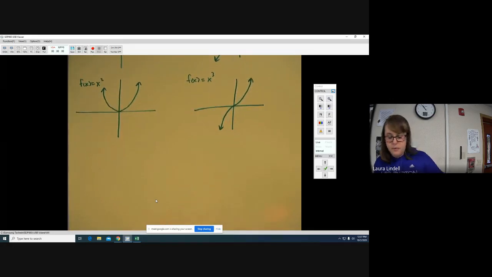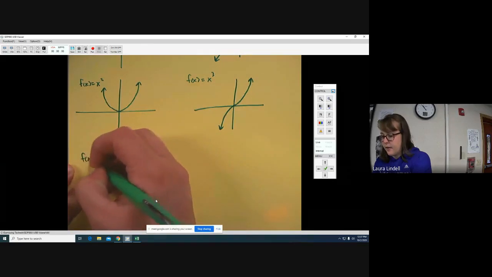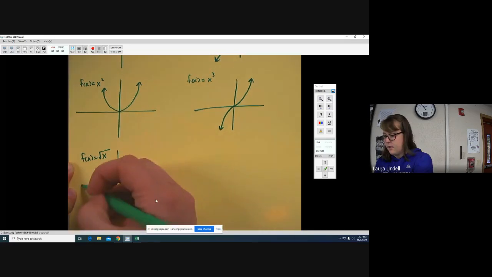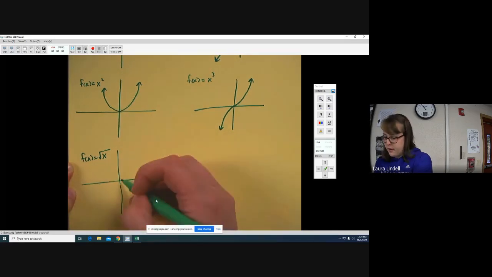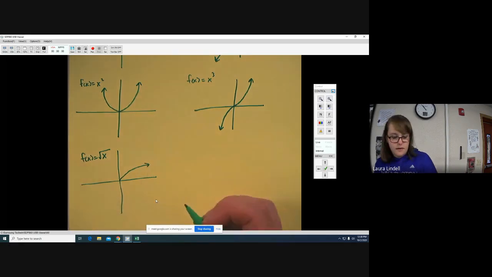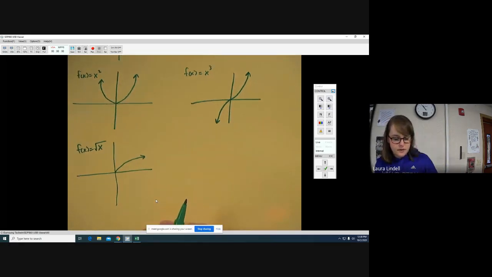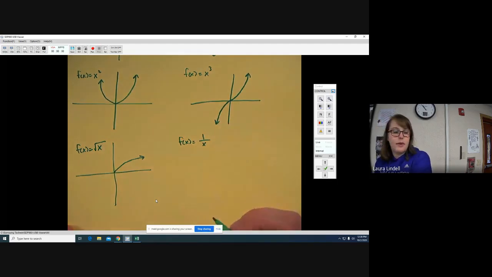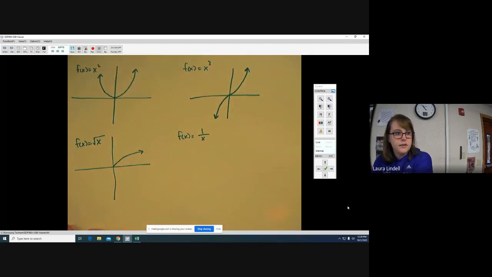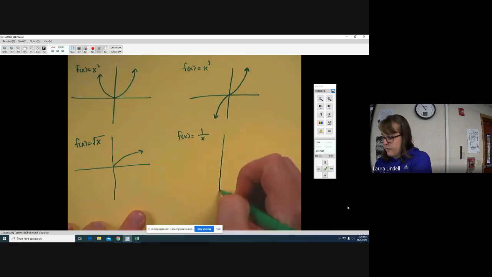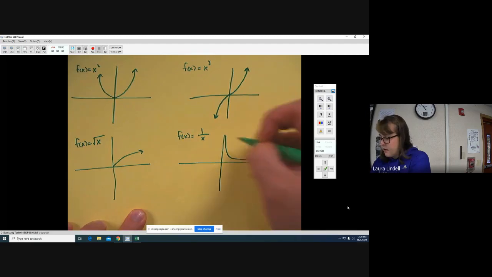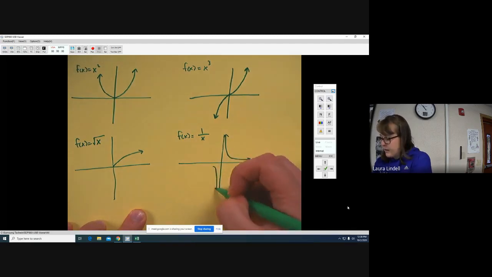Then we're going to do the square root, the radical function. Square root of x. Drawing straight lines is hard, apparently. There we go. There's our square root. And then we've got our reciprocal function. We've seen a little bit of this last week. f of x equals 1 over x. So that's where we've got the asymptotes, which are the y-axis and the x-axis.